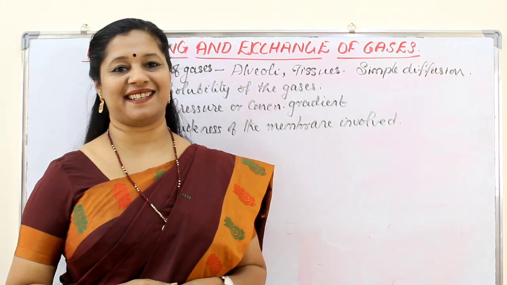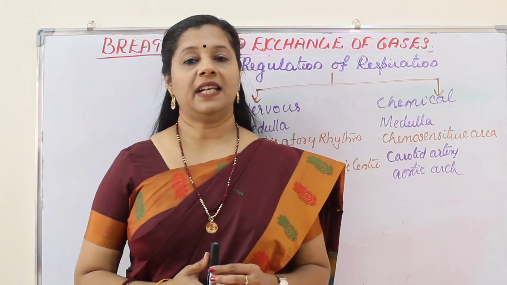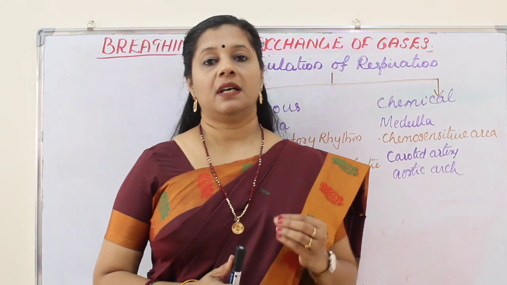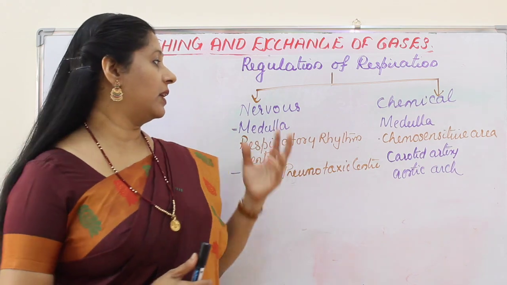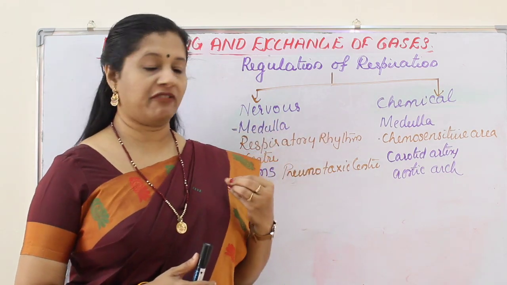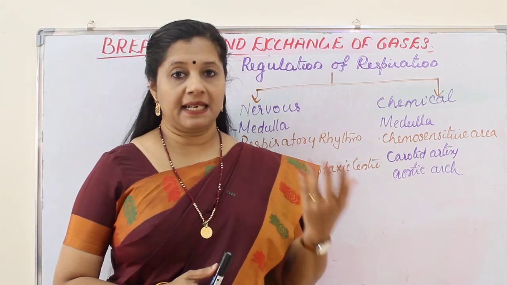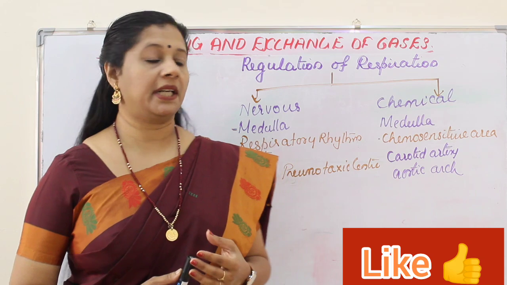I am Soumya Harikrishna. We are learning the chapter Breathing and Exchange of Gases. We will now see the regulation of respiration. Respiration has got two types of regulation. One is the nervous regulation, that is through our nervous system and parts of brain, and second is the chemical regulation. It mainly depends upon the concentration of carbon dioxide.